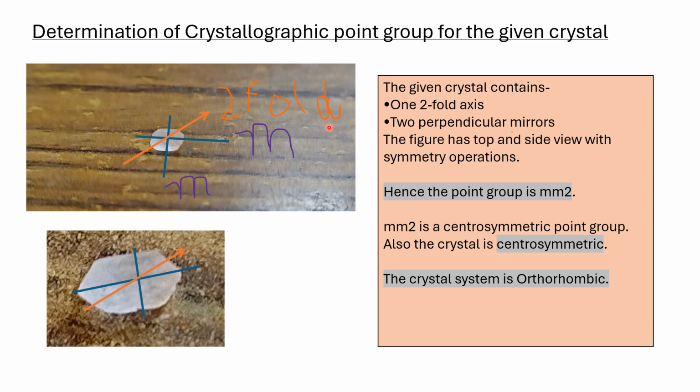So this is the top view, right? So this two-fold axis is actually passing through this one, right? So our crystal contains a two-fold axis and two perpendicular mirrors, hence the point group is mm2. mm2 is a centrosymmetric point group, and our crystal is also centrosymmetric, and hence the crystal system is overall orthorhombic. Thank you for this.